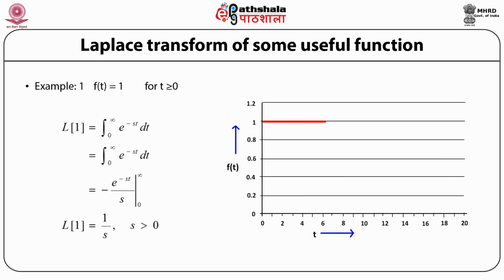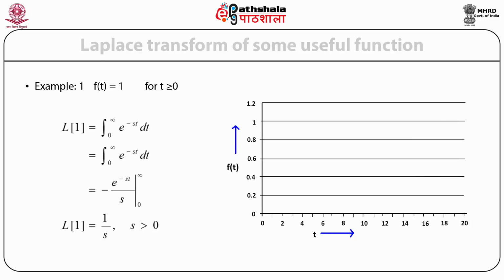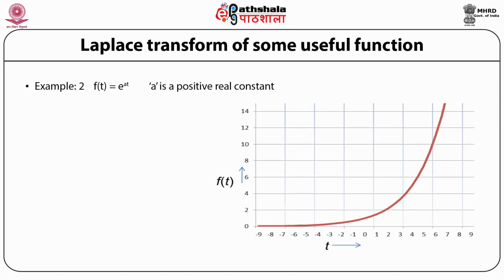Similarly, if there is a constant f of t is equal to k, then Laplace of the function is just going to be k over s for any s greater than 0. We are going to see another function which is e power at, where a is a positive real constant. This is an exponentially increasing function as shown in the figure, where the brown curve is increasing as time t is greater than 0. You should always see the function for t greater than 0.